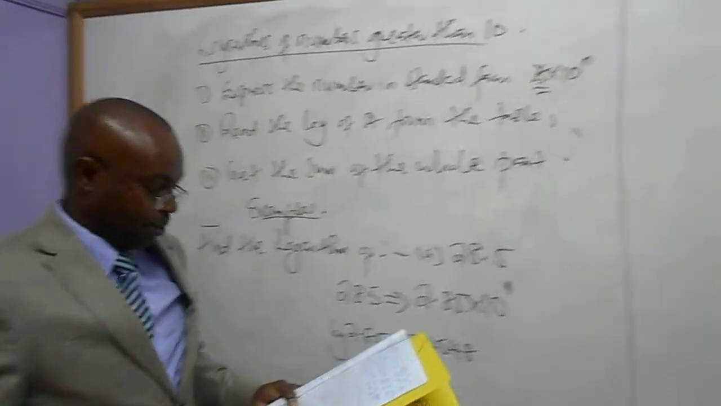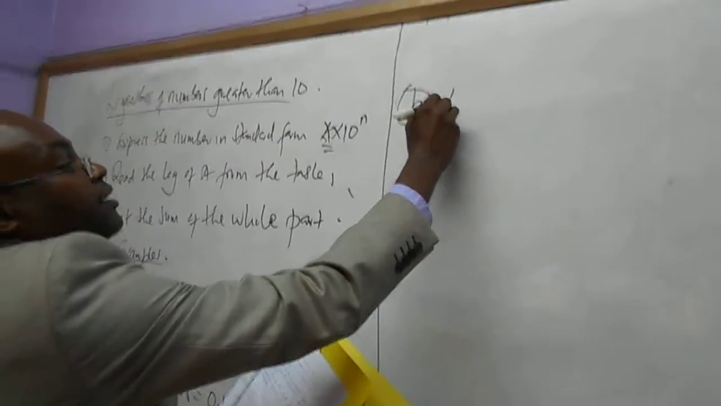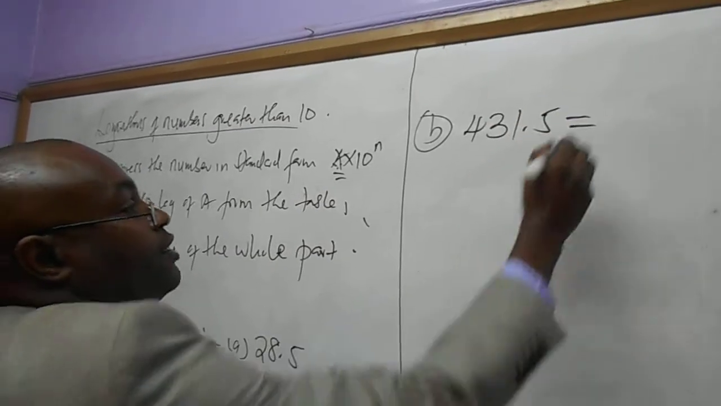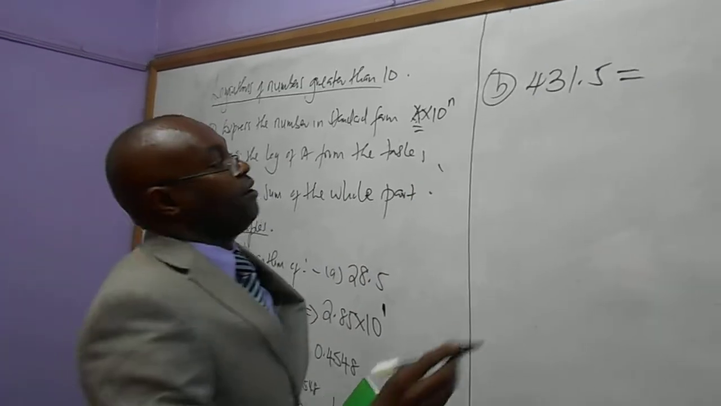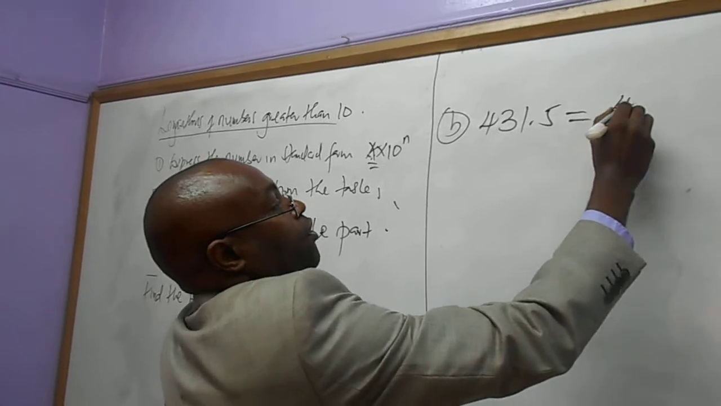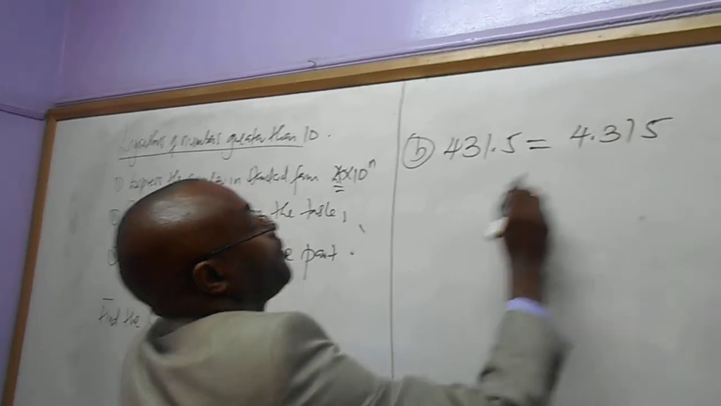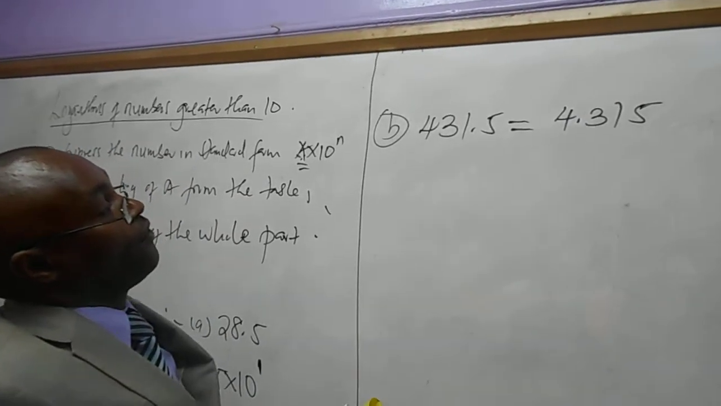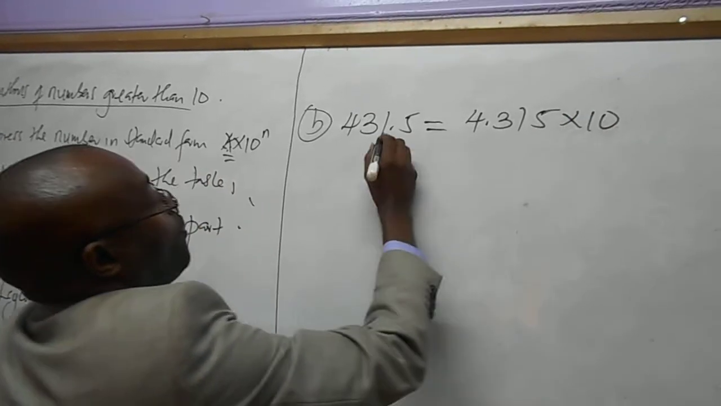Let's take another example. You are told to get the logarithm of 431.5. So we express 431.5 in standard form. It becomes 4.315, that's the decimal moves 2 steps to the left, times 10 to power 2.